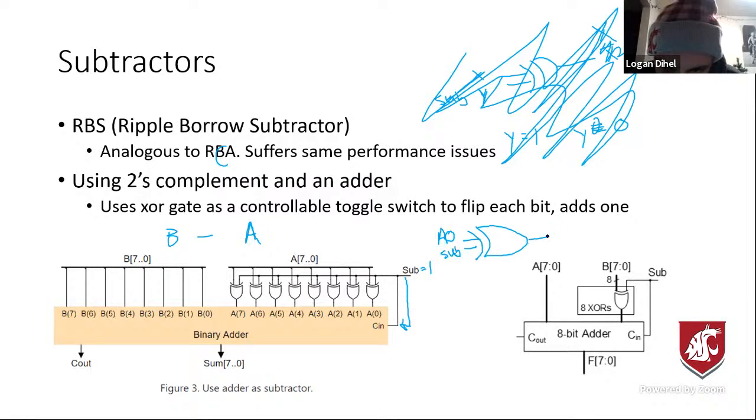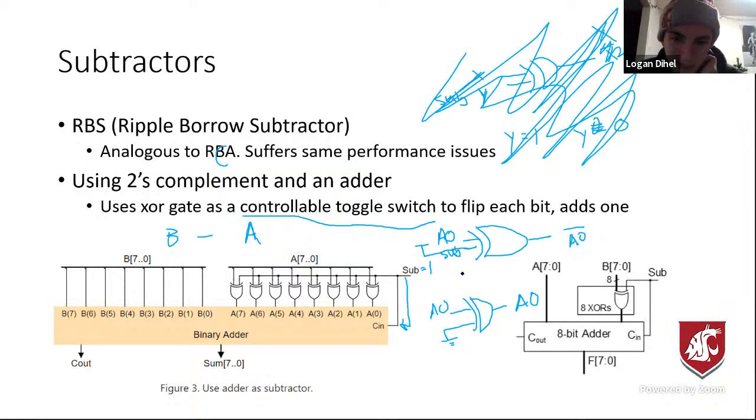So when subtract is a 1, let's say this guy is a 1, then the output is going to be not A0. And when this sub signal is grounded, then the output's just going to be A0. And so by changing what subtract is, we're inverting the output. That's why I say it's a controllable toggle switch, because depending on what we make sub, we can change whether this output is a 0 or a 1.